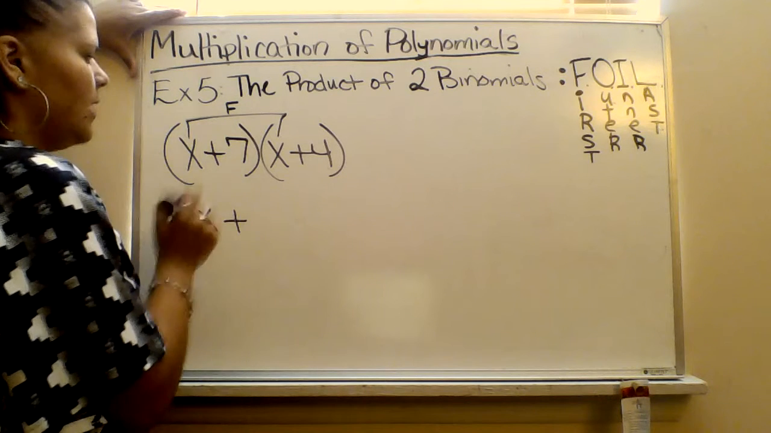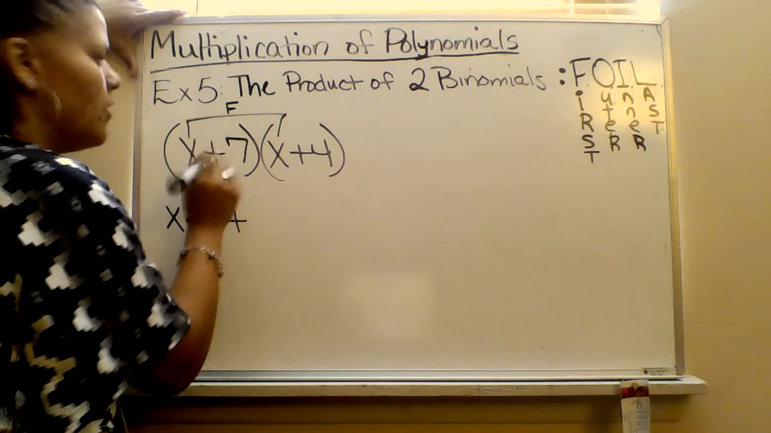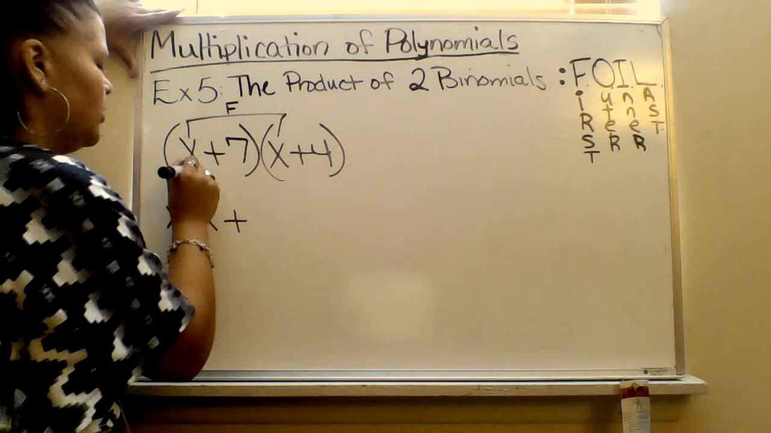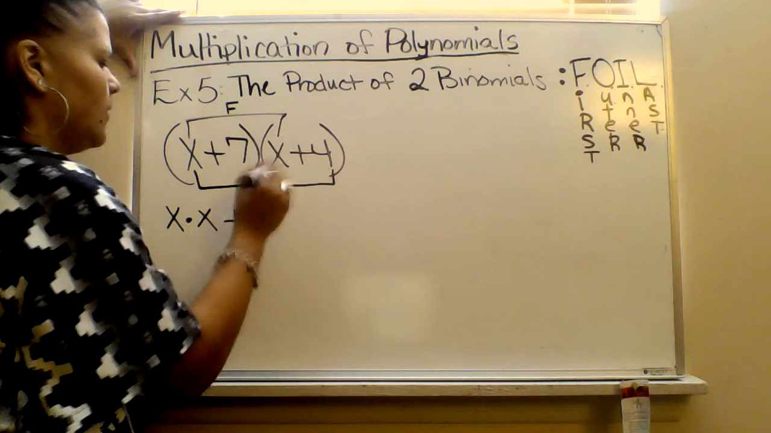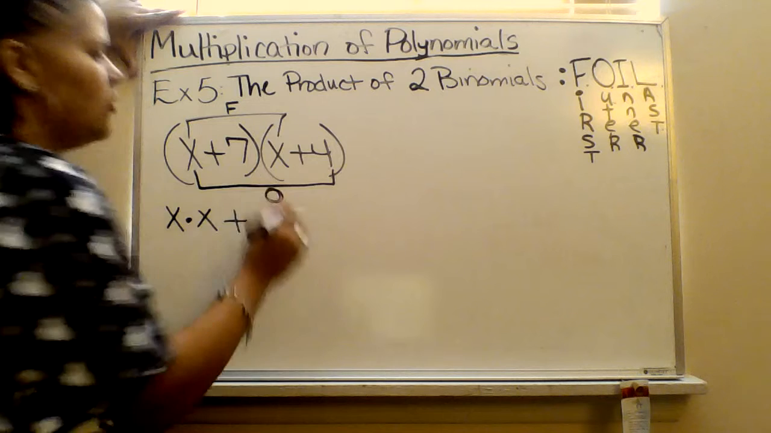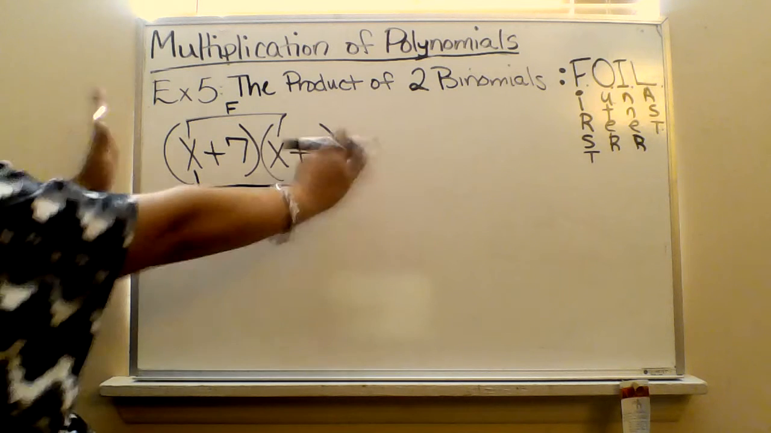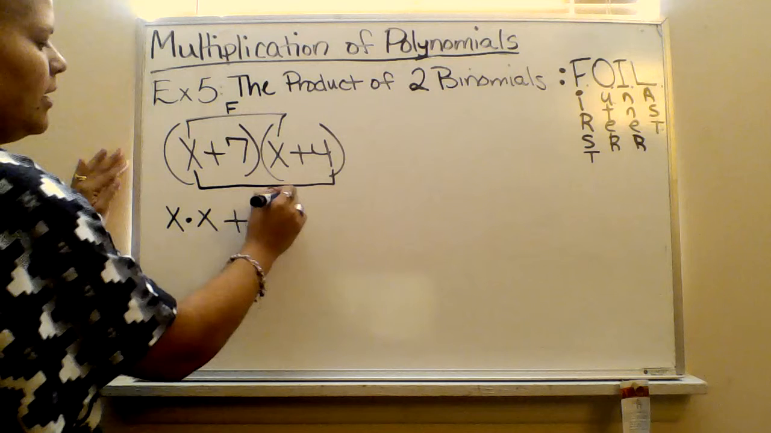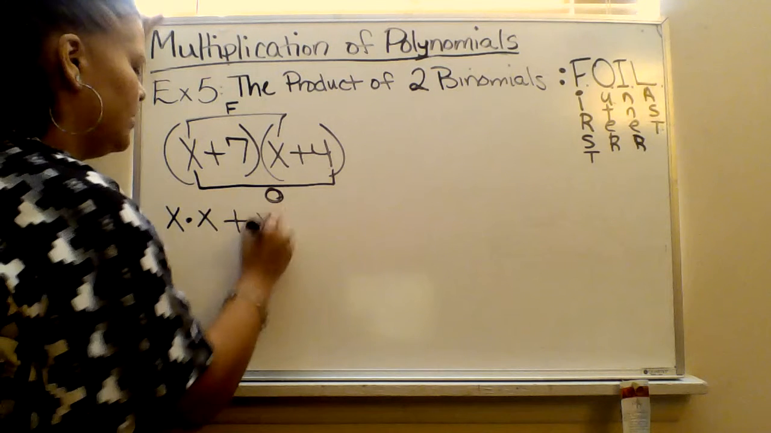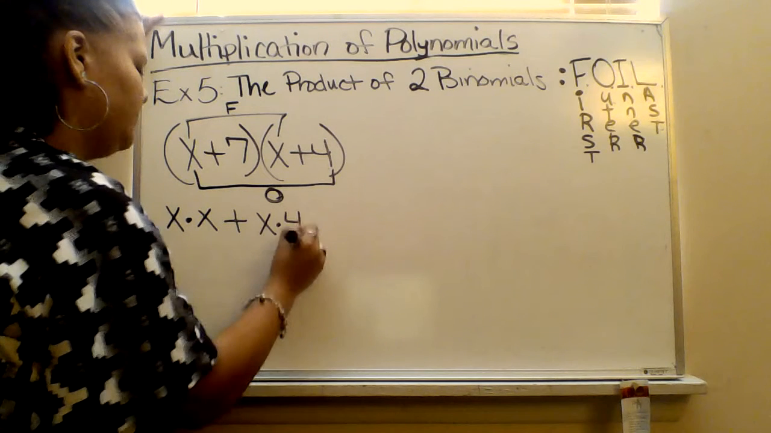So plus, then we have our outer terms, which are x and 4. Okay, those are our outer terms. Notice they're on the far outside of both of the parentheses, on the outside. So those are our outer terms. So we have x times 4.